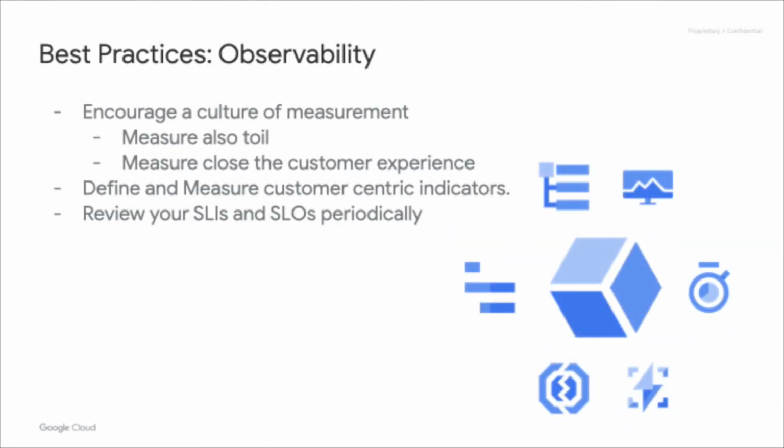Some of the best practices around observability are that we want to encourage a culture of measurement in the organization. We want to collect metrics that are close to the customer experience. We also want to measure how well we are doing against our targets, and our error budget burn rate, so we'll be able to react and adjust our priorities on time. We also want to measure the team's toil. And of course, we want to review our SLIs and SLOs periodically.